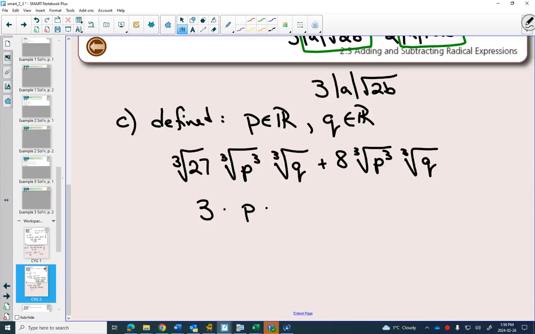Okay? And then we have cube root of q left. Plus 8, cube root of p, that'll be p.